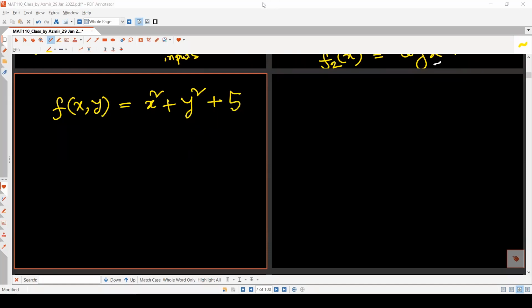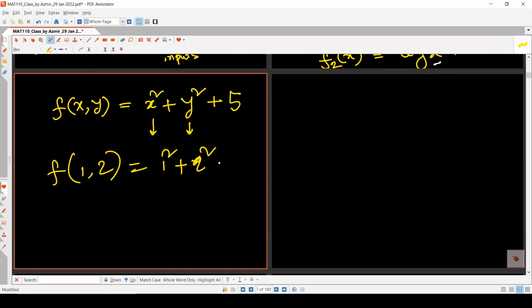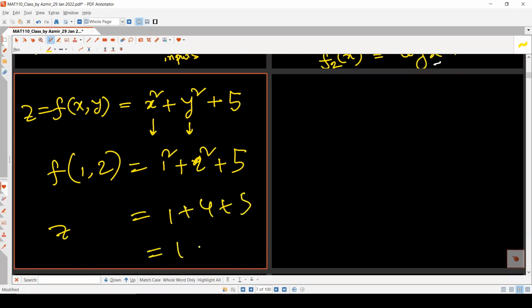Okay, so you can see that the number of inputs this time is 2, x and y. At first, you have to input some values of x and y, then you can get the functional value. Or let's say this is z. So z will be 1 plus 4 plus 5, that means 10.